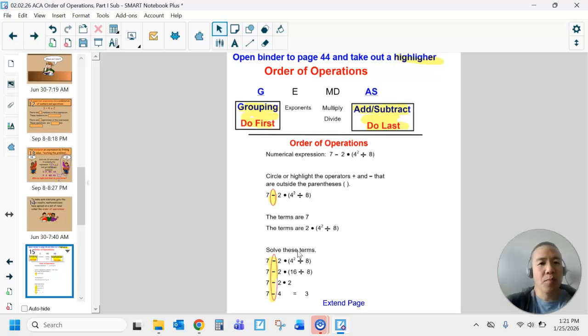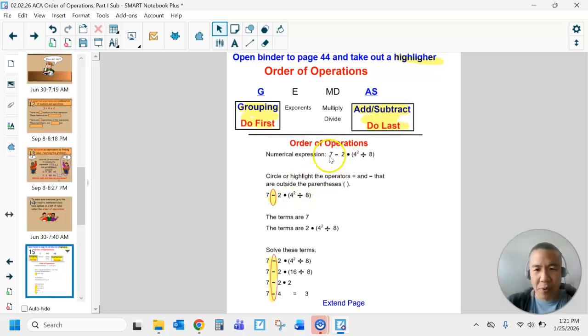Welcome back. So what you highlighted is grouping, which is what you always do first. You see those parentheses or brackets, these right here, do it first. And then we will highlight any adding, subtracting. That's the end. Do it last. It separates the terms from the operator.